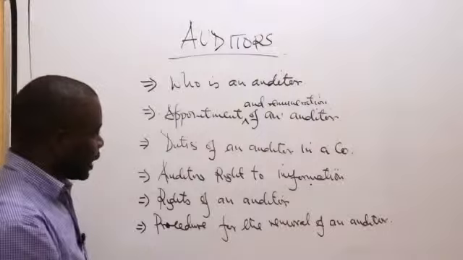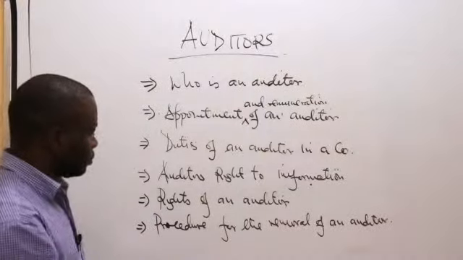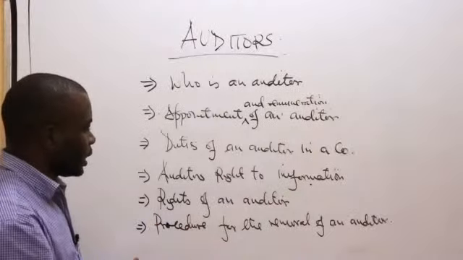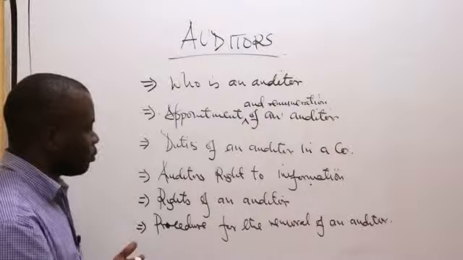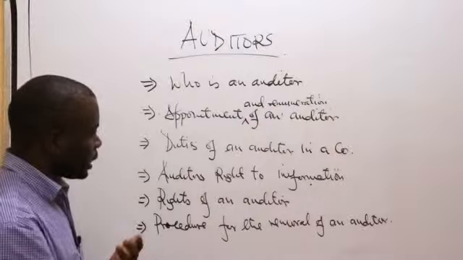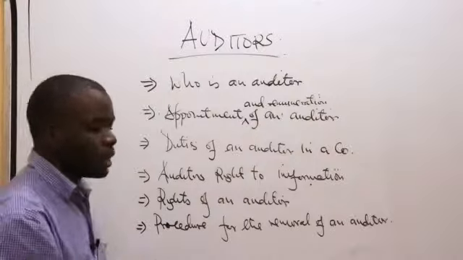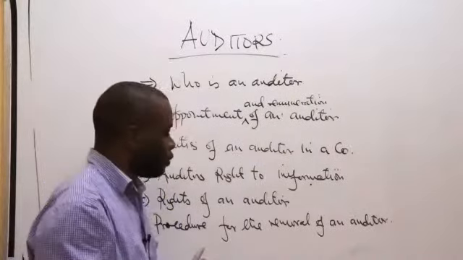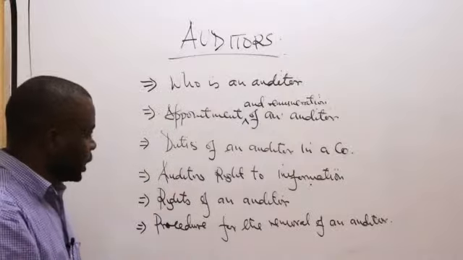So the auditor's right to information is very key. Then other rights of an auditor in a company. Of course we are saying the major right is to access the information in the company, but he has other rights in the company. For example, you must pay an auditor once you appoint him as an auditor of the company. So that is a right. We'll see other rights that he is able to enjoy.